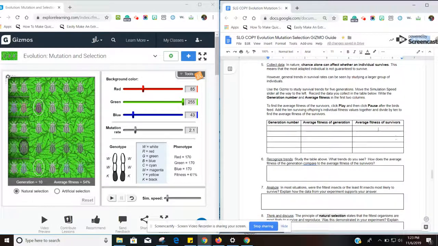When you are working on this table, you will find the average fitness of the generation here on the gizmo, and then you can calculate each individual fitness by clicking on each individual insect and it will give you their fitness here. The guide will explain as well, but that's where you find those values.